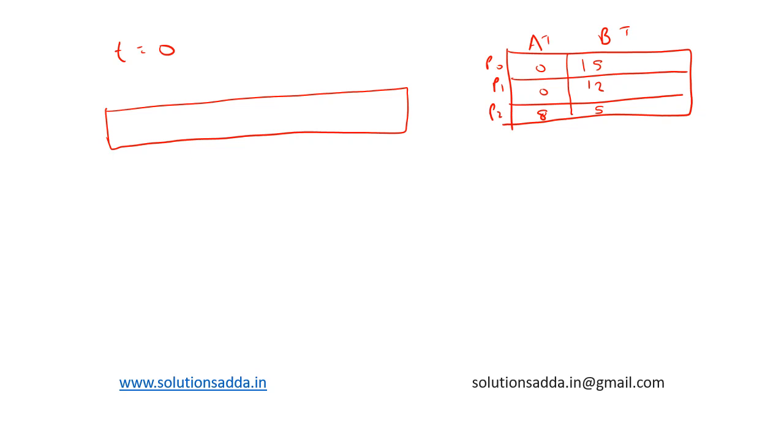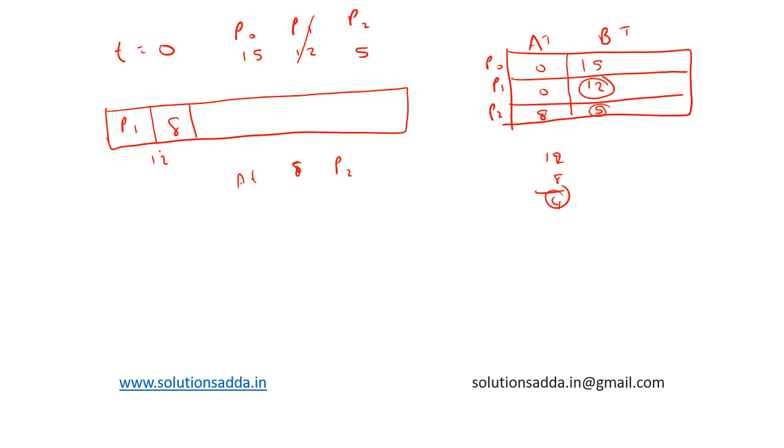Now let's consider time t equal to 0. What happens is P1 runs because it has the minimum amount of time. Let's draw the time period. P0 has 15, P1 has 12 and P2 has 5. P1 runs because at time 8, P2 comes, but now 12 minus 8 leaves 4, and 5 is greater than 4. So the P1 process runs till 12 units. Then a context switch happens. So this is completed.